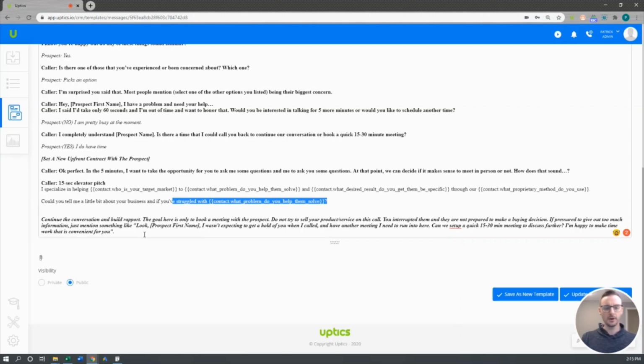basically what you want to do is build rapport. Your goal here is to book a meeting with your prospect. At the end of the day, this call is not for selling your product. This call is to build trust with your prospect and buy-in and get them to open up about their problems and challenges and struggles that they might be having with whatever it is that you provide. Okay. So again, do not try to sell on this call.